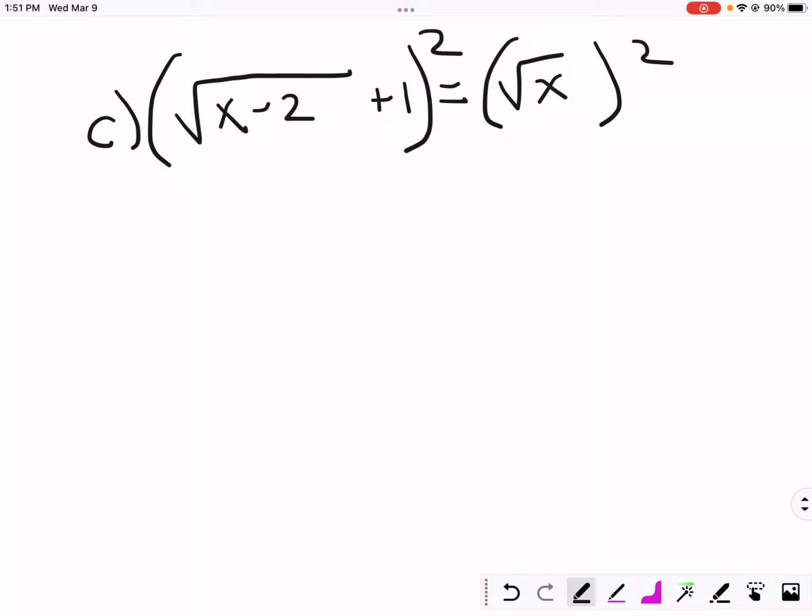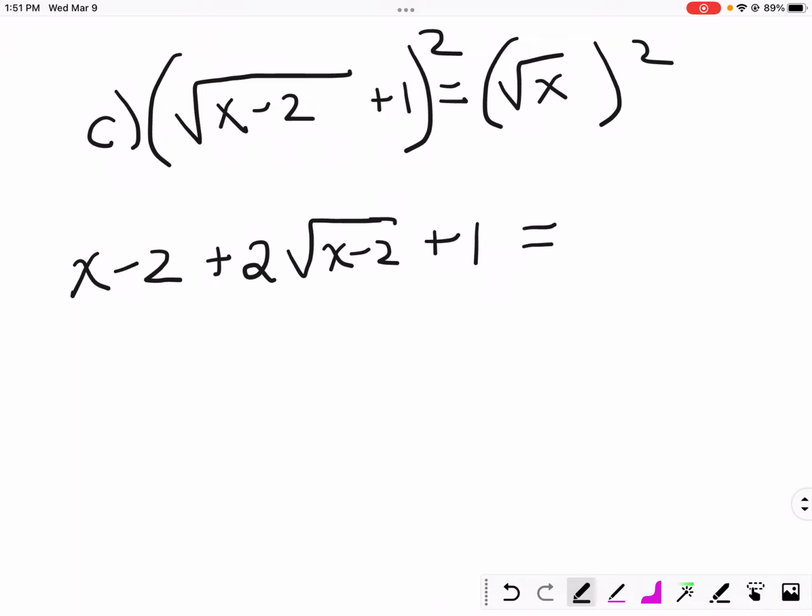And when I square the left-hand side, the first term squared is simply x minus 2. The outside and the inside are both root x minus 2, so that's going to make plus 2 root x minus 2. And then the last, as in FOIL, is 1. The right side squared is just x. Next step is isolate the remaining radical. I'm going to, first of all, subtract x from both sides. When I subtract x, those are both gone.